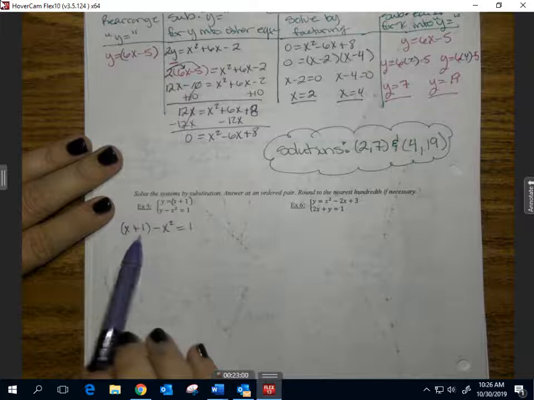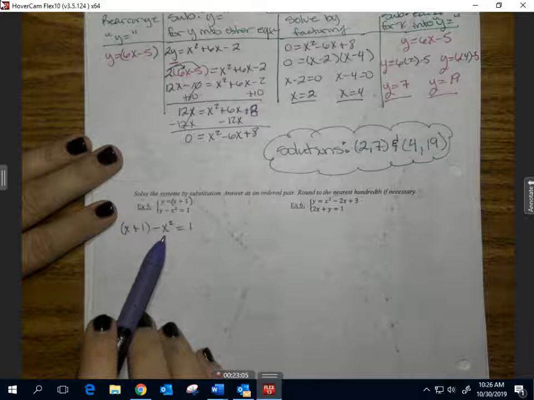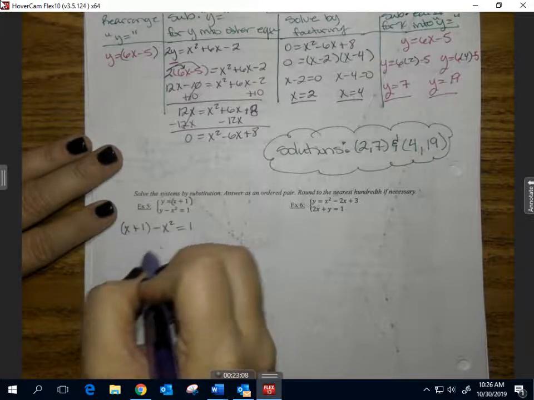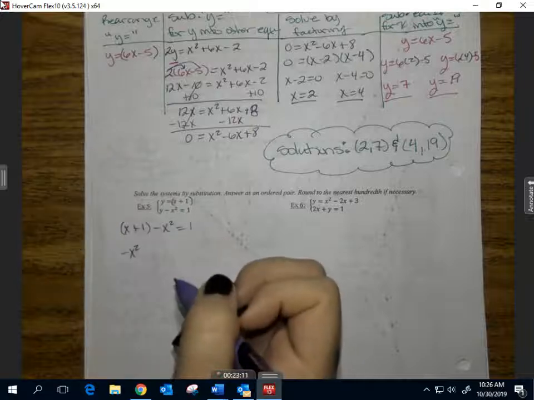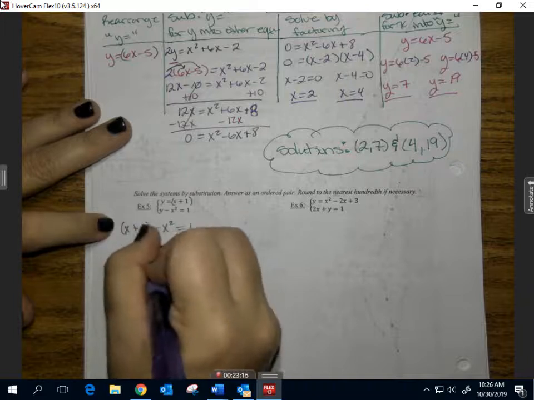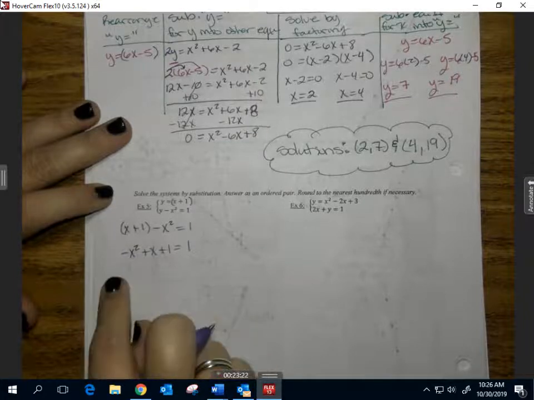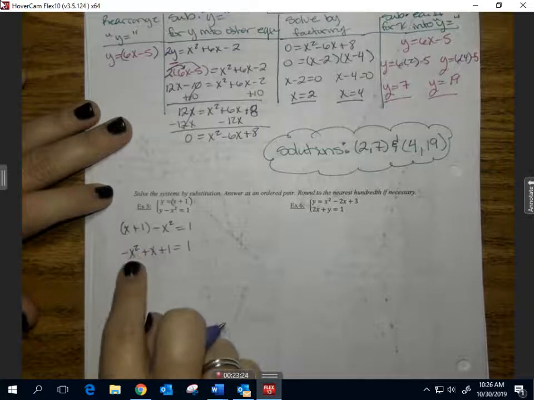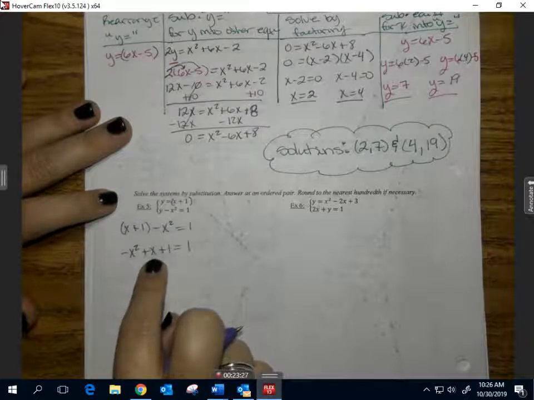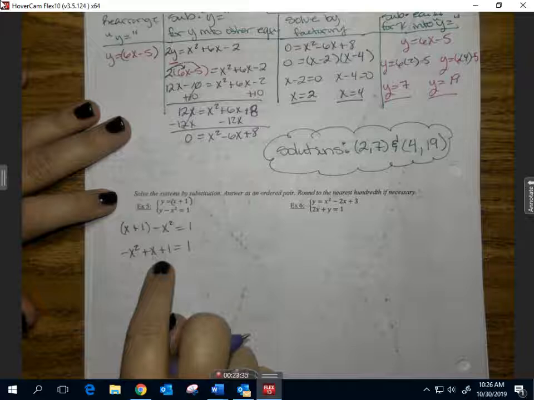I have parentheses here, but there's nothing in front of it, so there's no distributive property. I also need to put this in order. So this negative x squared should go first. And then I should put plus x, because that's positive x, and a plus 1 equals 1. So I just rearranged it so that it's in the form it needs to be in. X squared always goes first. The x term goes second, and the term without x goes last, always. That's the ABC, ax squared plus bx plus c, yes.